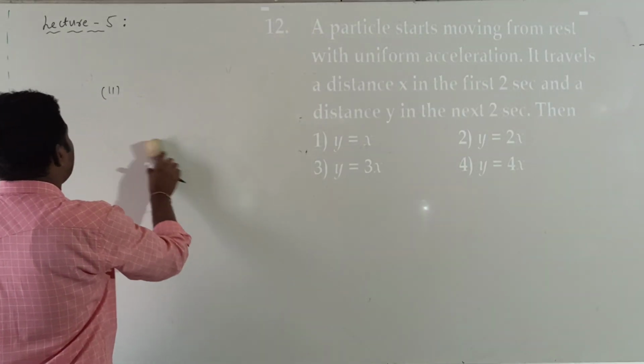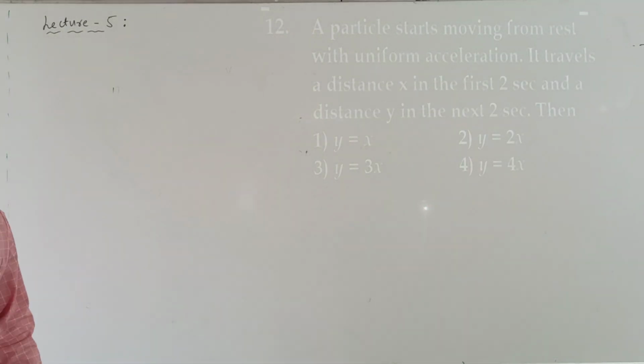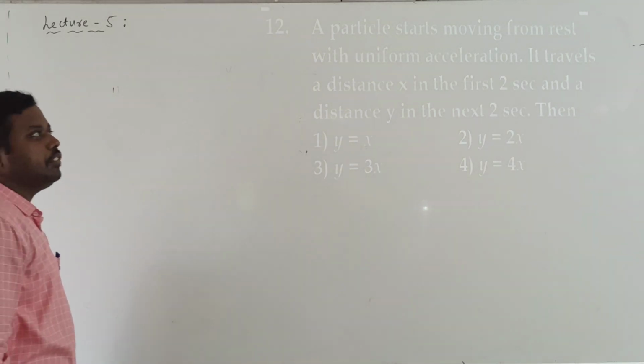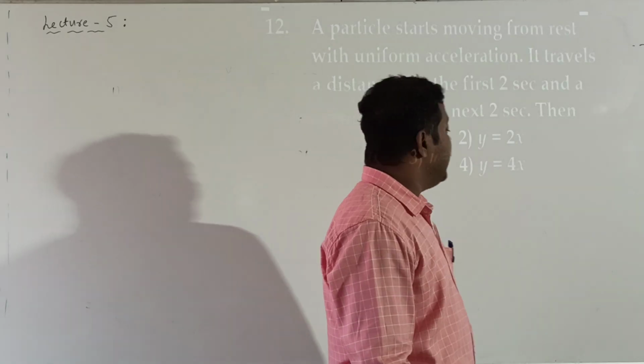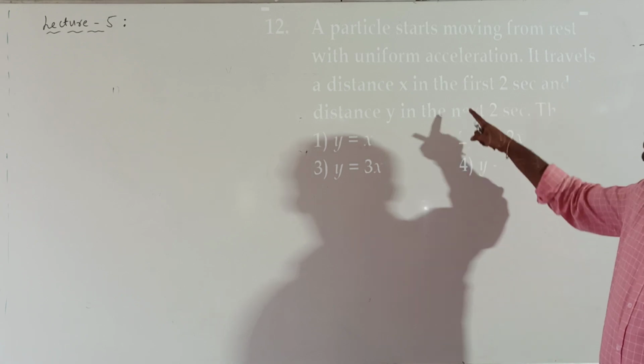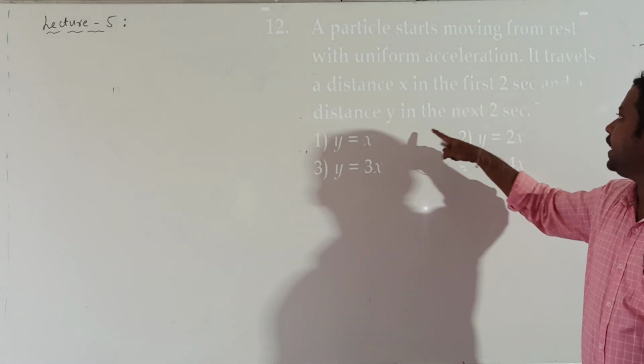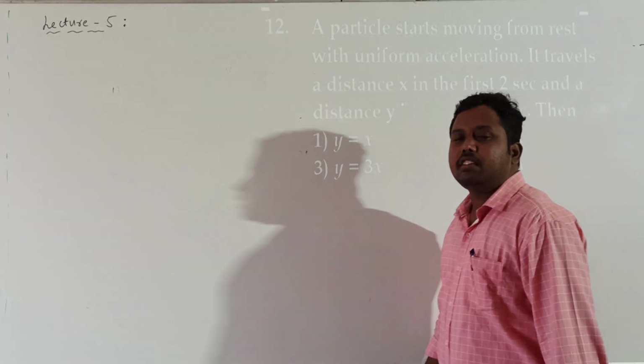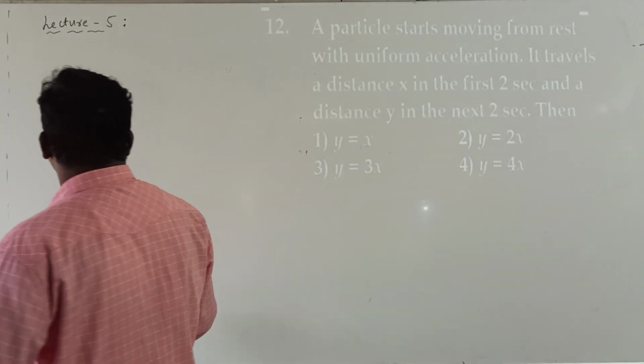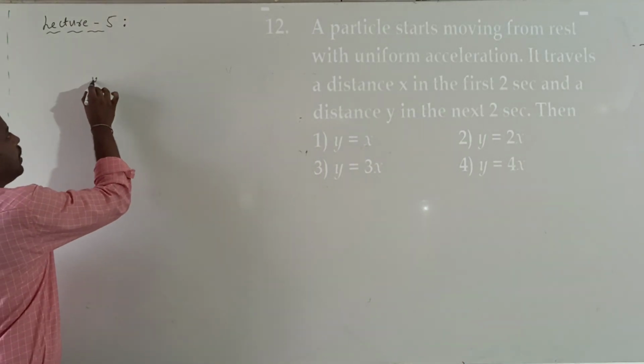Question number 12. So what is this question? A particle is moving with uniform acceleration. It has travelled a distance x in the first 2 seconds and y in the next 2 seconds. What is the relation between x and y? They are asking us to calculate that. So this is question number 12.